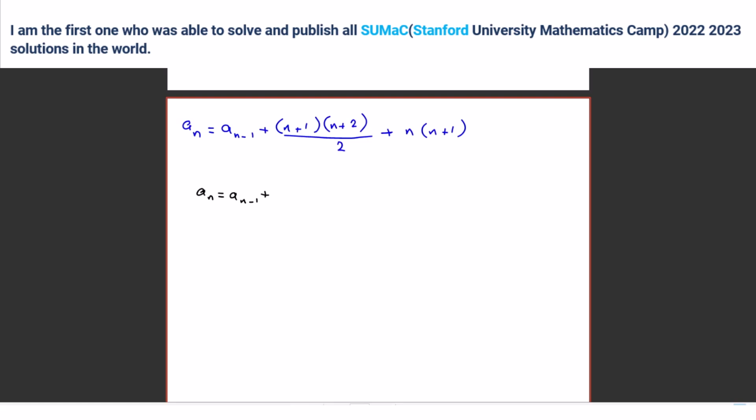n plus 2 choose 2, right? Same. Plus, what about this one? How can we relate this one to something choose something?